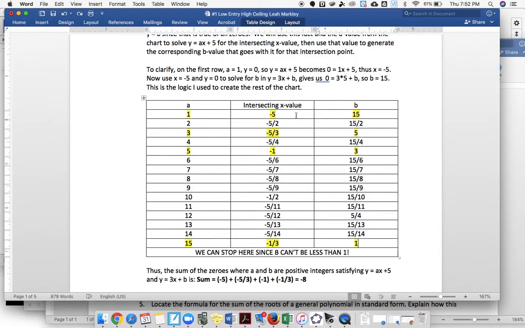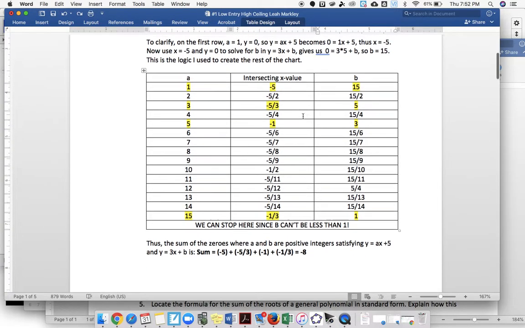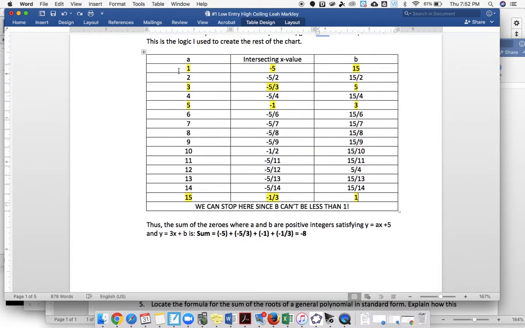I guess once I got the chart figured out, to actually finish answering the question, I just took each of these middle values that are highlighted. These represent the zeros that correspond to the a and b values on either side of it that generate that particular zero on the graph. And so the sum of those four values here was -8.